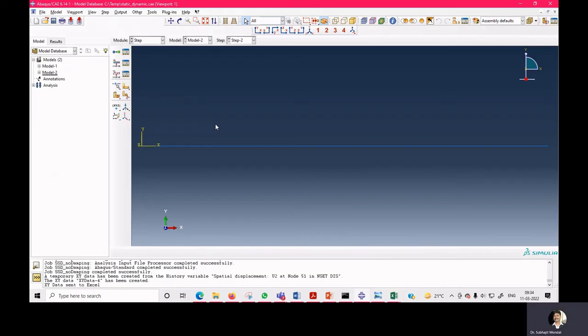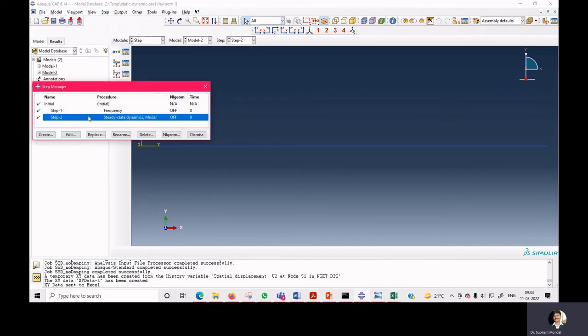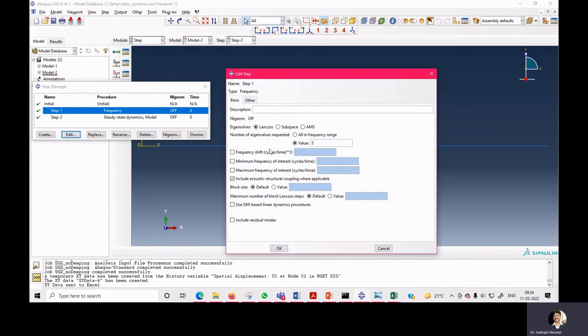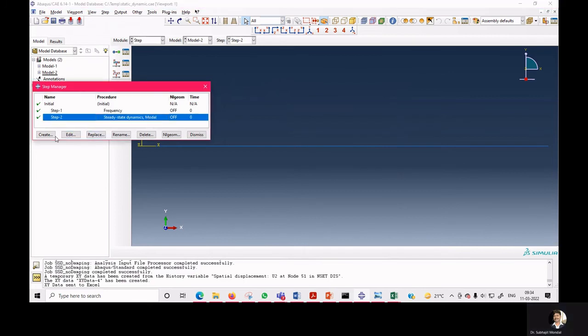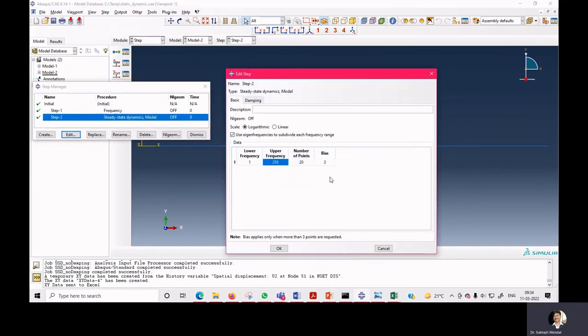So in the steady state response, what we have done, we have basically created two steps. One step is your frequency analysis, that is your modal analysis, and here we have requested for 5 modes. And in the second step, that is your steady state dynamics, we have applied a unit load. Here we have given our lower frequency as 1 and upper frequency as your 255. That upper frequency is based on that your mode number.